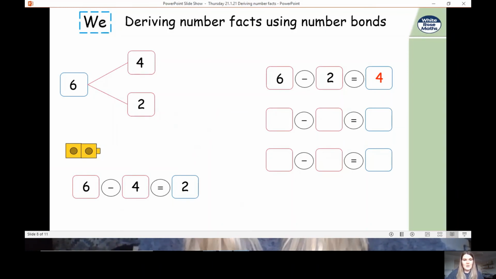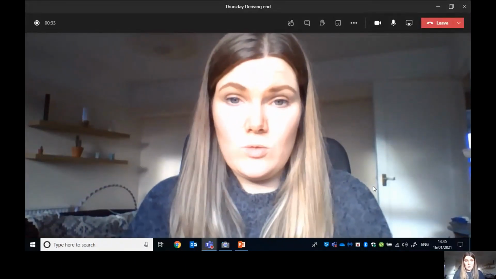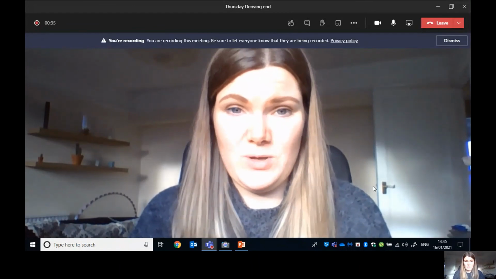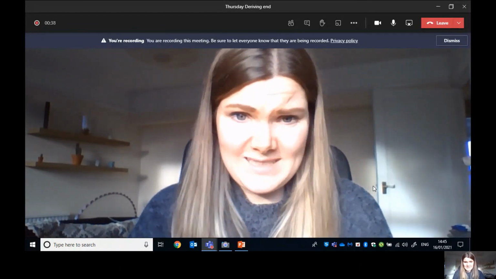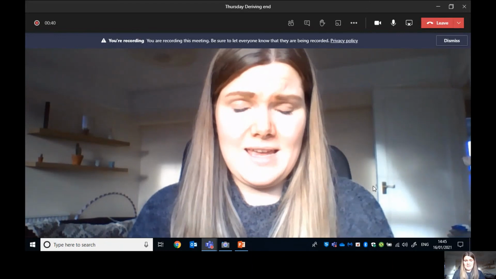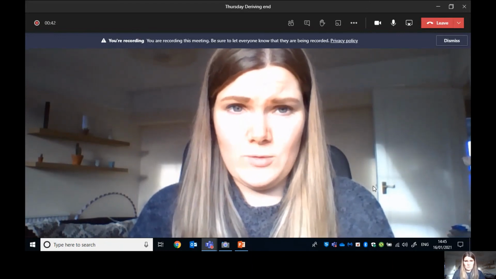By using these, we can solve our subtraction. 16 minus 4 is the same as 16 minus 2. We've used the same sums, but our numbers change at the end, don't they? So 16 minus 4 is 12, and 16 minus 2 is 14. Wow. Fantastic. So you should have used all of your number bonds to help you with subtraction. So as you can see, using the magic trick, it's really easy to help with your subtracting.